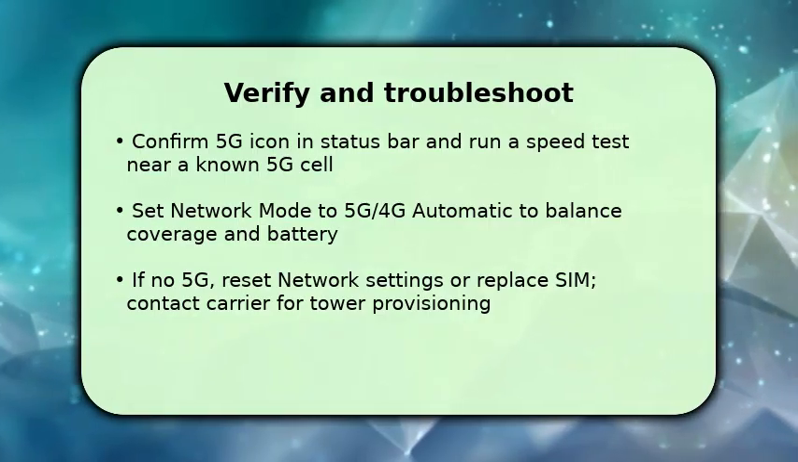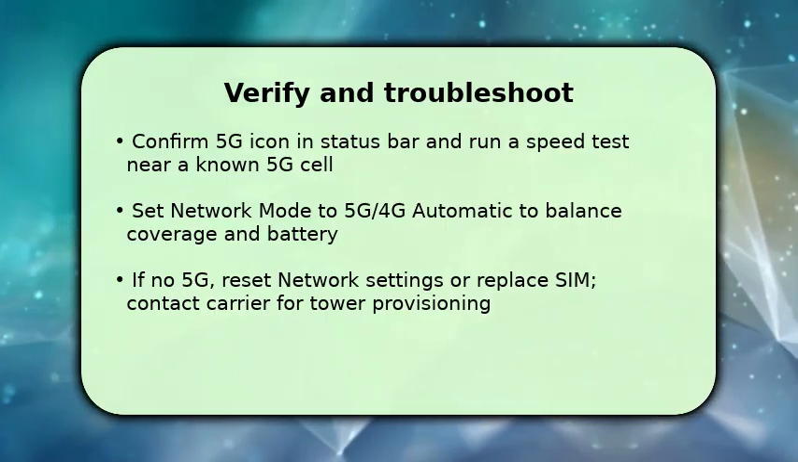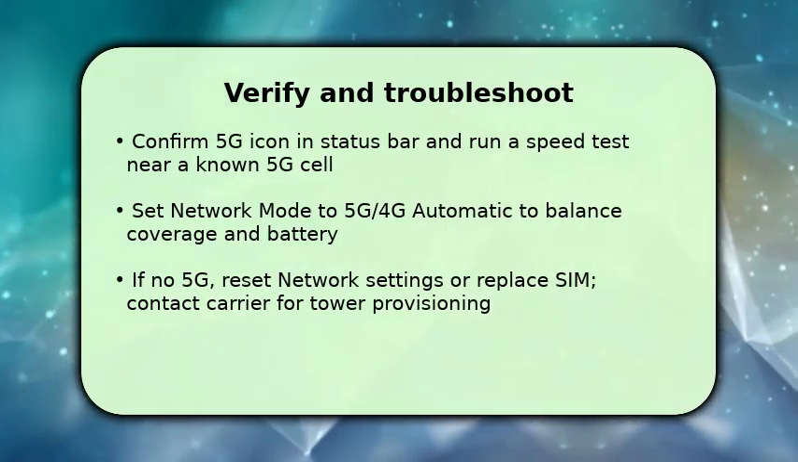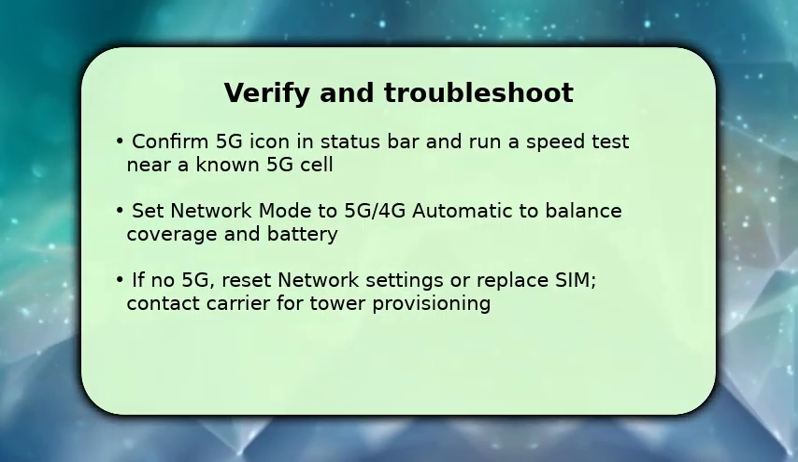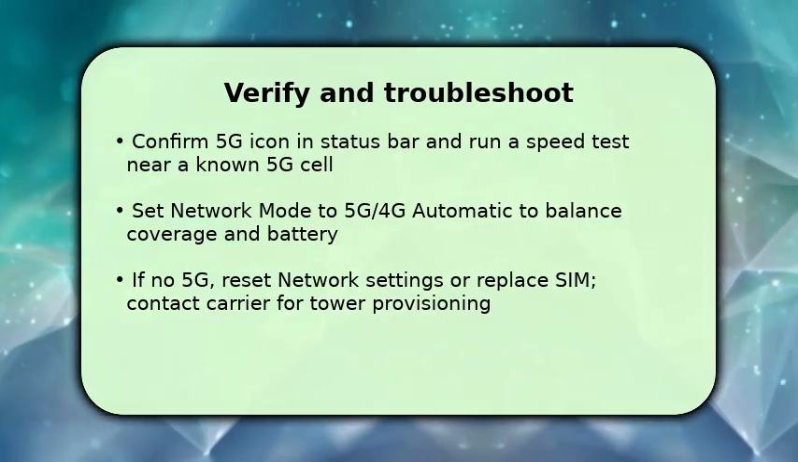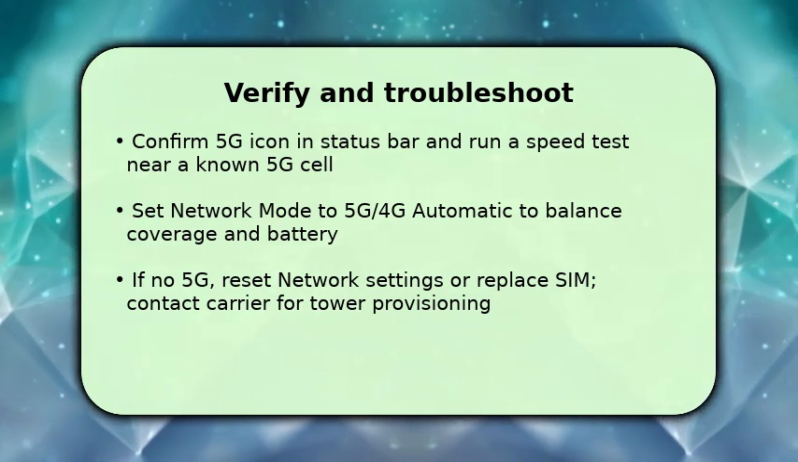If you don't get 5G, reset network settings to clear stale profiles, try a fresh SIM swap, and reboot. One key troubleshooting tip: if reset fails, ask your carrier to verify tower provisioning and SIM activation. They often resolve unseen issues.